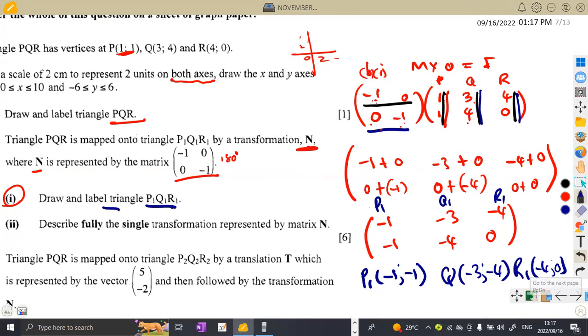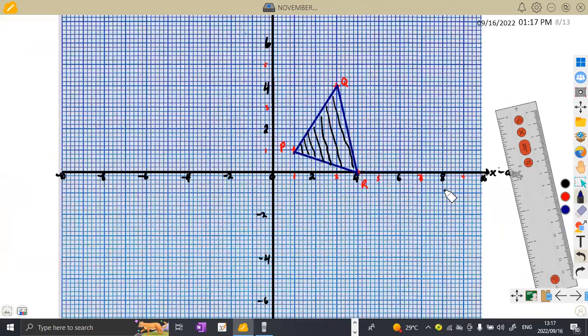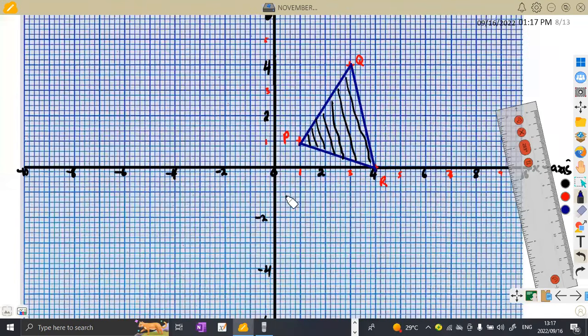So -1, -1, that's our P1. So let us mark. I'm just going to increase a little bit. Okay, so we put -1, -1 in between again, -1 here, -2, -3, -4, -5. So it's the same concept. So we need -1 versus -1, which is somewhere here. So that's your P1, okay? Our Q1 was -3, -4, which is here. That's our Q1. Then R1 was -4, 0, which is here.